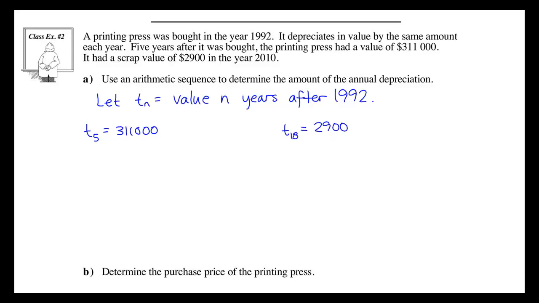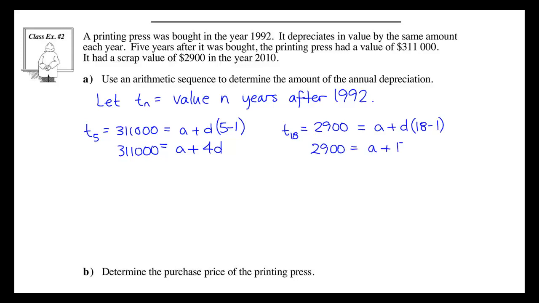So if I look at term 5 and I write this out in terms of our general term, I don't know what A is, and I don't know what D is, but I do know that the n value here is 5. So instead of this n value right here, I'm going to put in 5 minus 1. So I have $311,000. That's equal to A plus 5 minus 1 is 4D. On the other side, I've got A plus D times, I don't know what D or A are, but I do know that n is 18. So 18 minus 1 is going to go in there. And I get 2,900 is equal to A plus 17D.